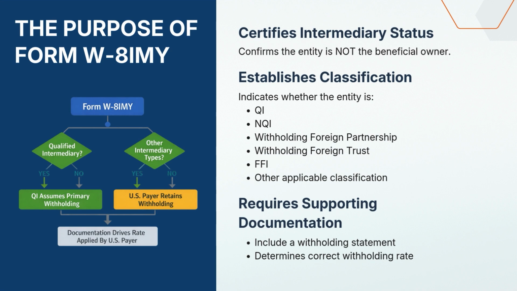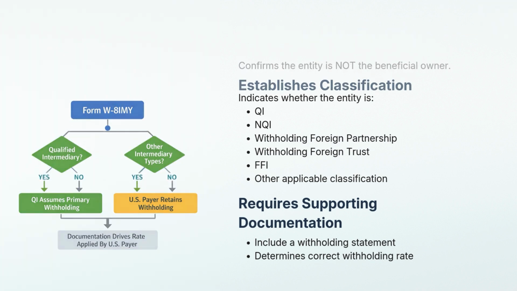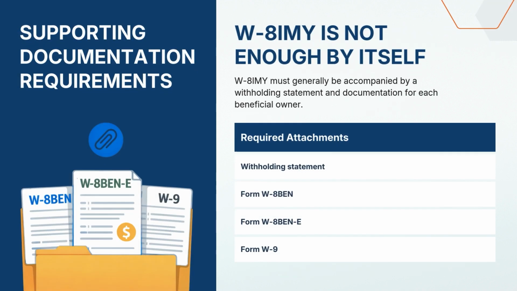Third, Form W-8 IMY works together with supporting documentation. Unlike other W-8 forms, W-8 IMY is rarely sufficient on its own. It must generally be accompanied by a withholding statement and valid documentation for each beneficial owner, such as Forms W-8BEN, W-8BEN-E, or W-9. These supporting forms allow the withholding agent to apply the correct tax rate at the beneficial owner level, including any applicable treaty reductions.